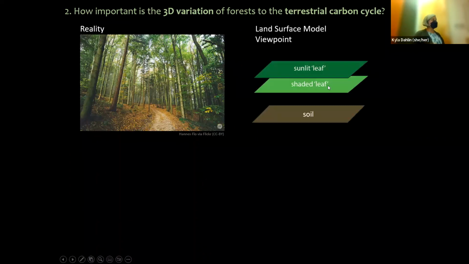The way most land surface models think about forests is something like this. This is called a big leaf model. This one has 2 leaves, so it's slightly more complicated, but most land surface models assume there's one big sunlit leaf across your entire landscape, and then one big shaded leaf across the entire landscape. Those have some physiological parameters, but they don't vary at all, other than maybe a sunlit and a shaded one, and then there's some soil down here. We know, obviously, that this is not how forests work.